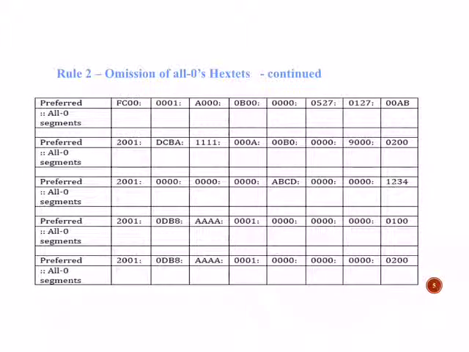Alright, I'll work a couple of these for you. Let's look at this one. 2001 colon, here's 1, 2. So we've got the 2 sets of colons, so I'll leave out those 3 hextets. Then I would go AB, CD, colon.